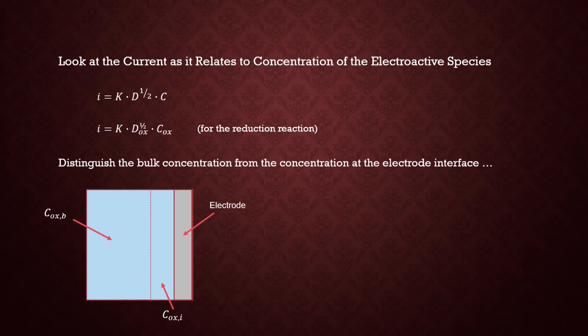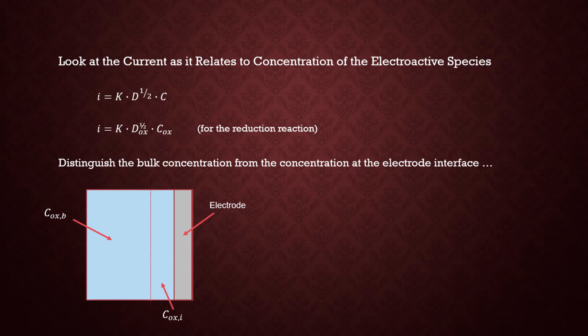If the concentrations in these, and there's an artificial boundary indicated by that red dotted line between the bulk solution and the interface solution, if the concentrations on both sides of that boundary are the same, there's going to be no net flux of material from one region to the other. On the other hand, if I start to reduce the concentration of the electroactive species near the electrode surface, I'm going to start seeing a net flux of that same species from the bulk into the interfacial region.